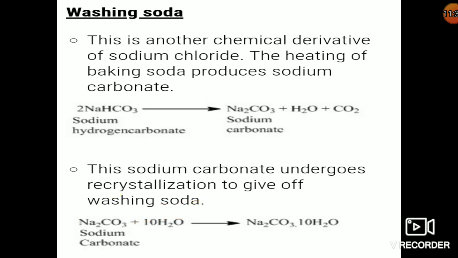The formula is Na2CO3 plus 10 water. Ten water molecules get added, so you get Na2CO3·10H2O. So what is the formula of washing soda? Na2CO3·10H2O, sodium carbonate with 10 water molecules in the crystal.